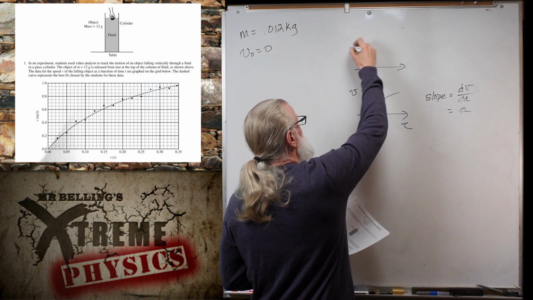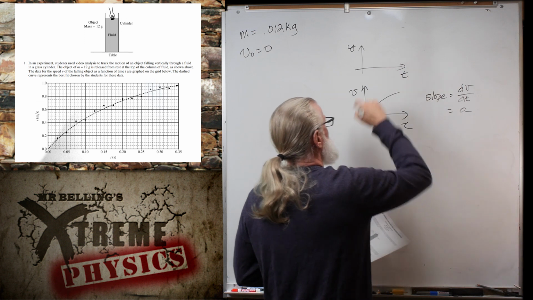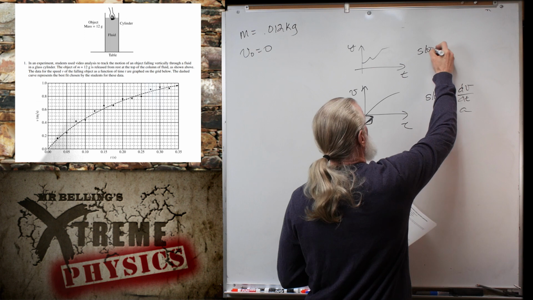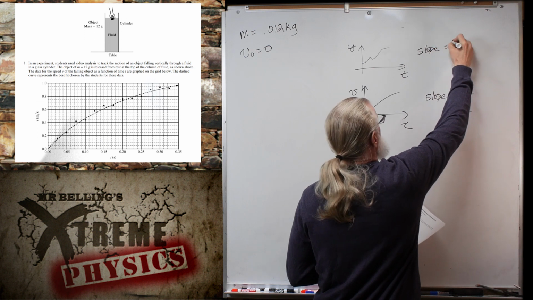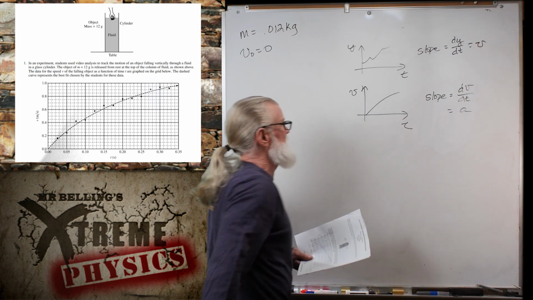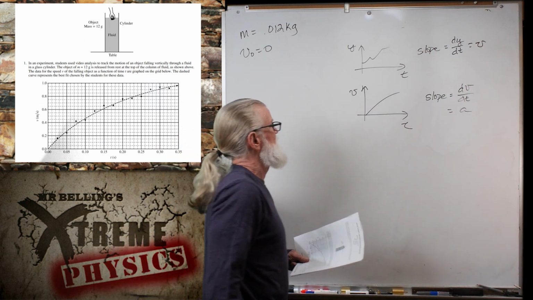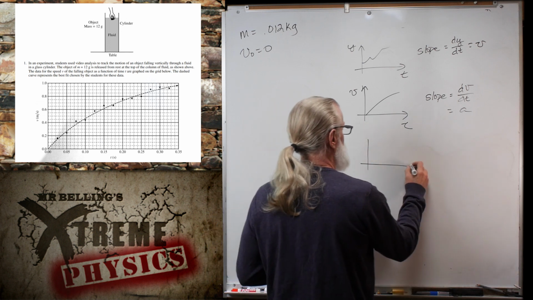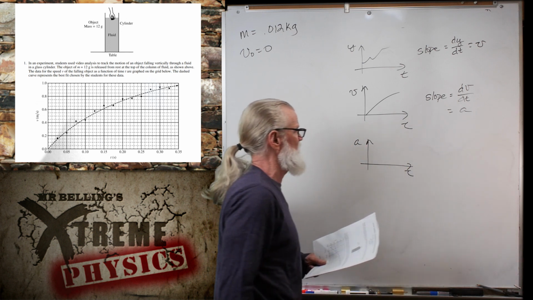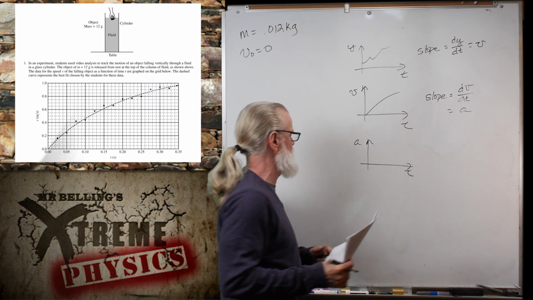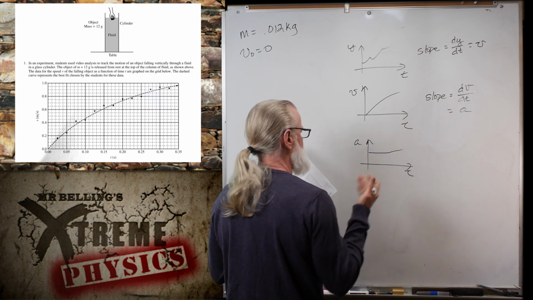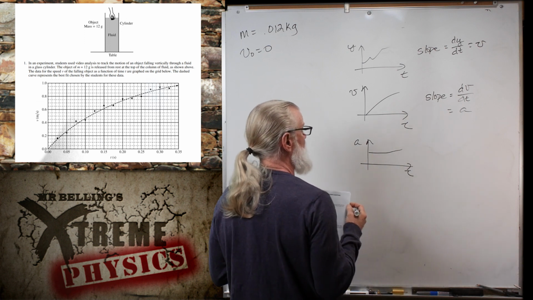Position versus time. We don't have that, but if we did, what's the slope of that equal? Slope equals dy/dt, which is the velocity. And if we had acceleration versus time, the slope of acceleration versus time is called jerk. We're not going to study that in this class. It's the rate of change of acceleration. But if we had some sort of acceleration, it doesn't matter what it looks like.